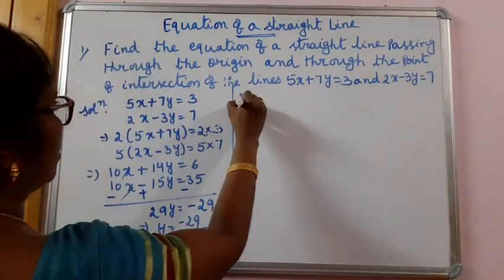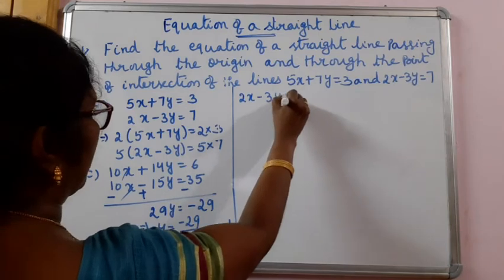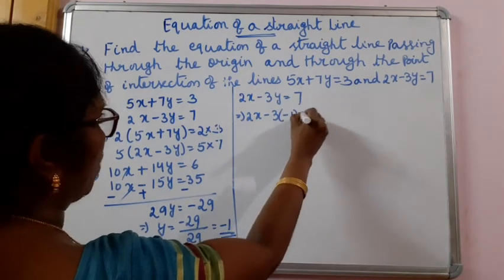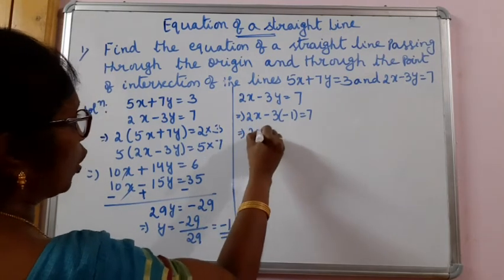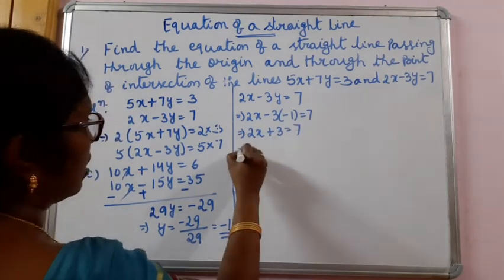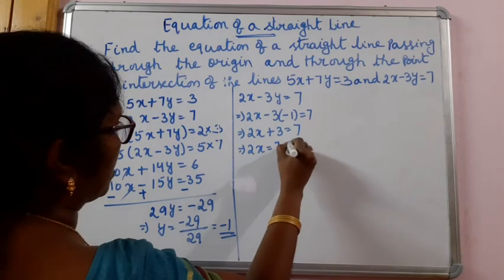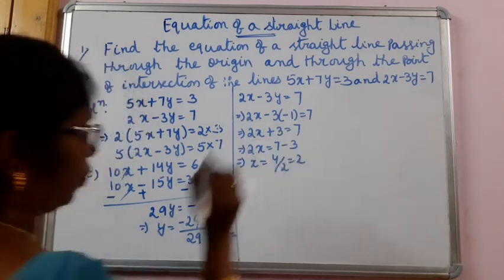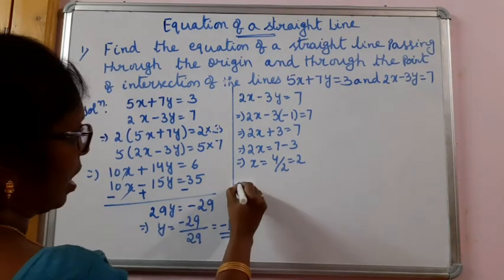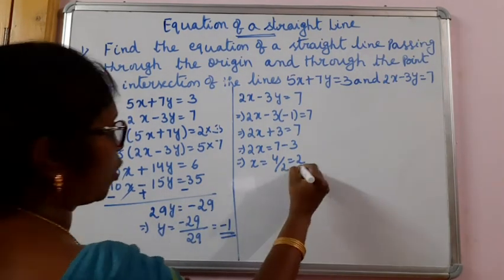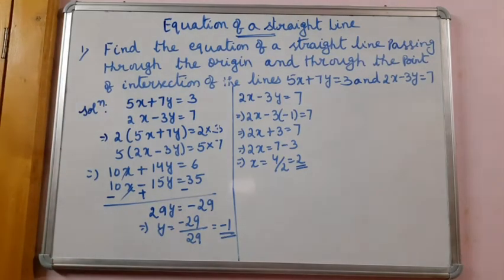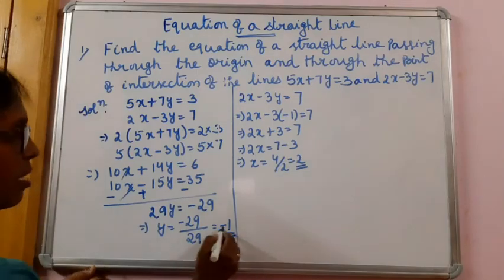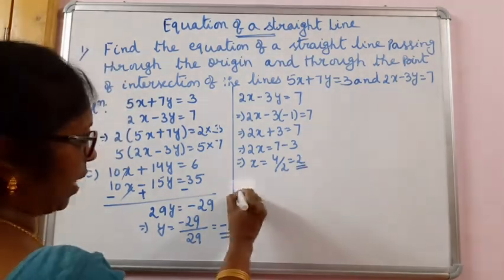Simpler equation, 2x minus 3y is equal to 7. 2x minus 3 into minus 1 equal to 7, or 2x plus 3 is 7. That implies 2x is equal to 7 minus 3, or x is equal to 4 by 2, that is 2. That means the coordinates: x value 2 we got and y value minus 1 we got. So the coordinates of the point of intersection is 2, minus 1.